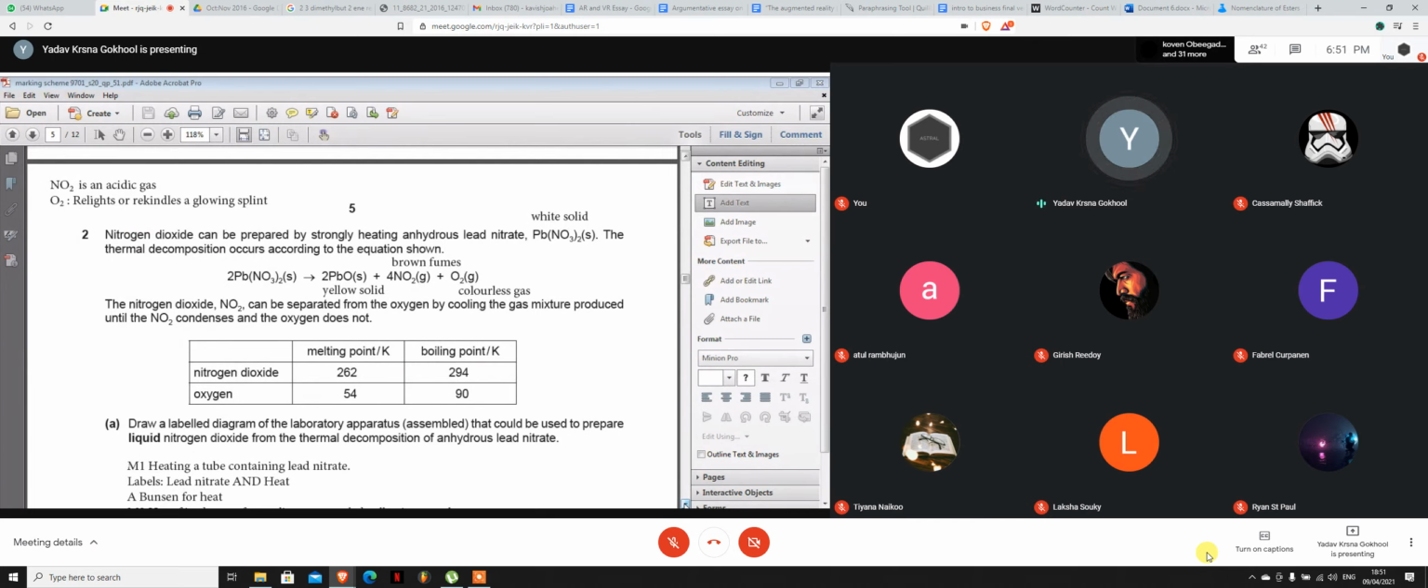Here nitrogen dioxide is being prepared by heating anhydrous lead nitrate. Lead nitrate you won't be given in the exams if you have to heat, but you can be given zinc nitrate, which is a white solid. It gives you a yellow solid when hot, and when it becomes cold, it becomes white.